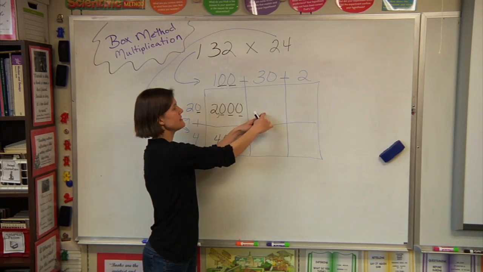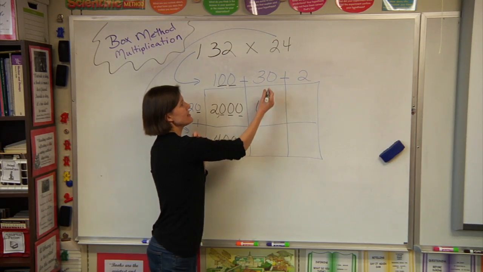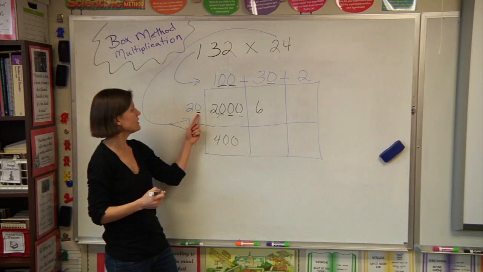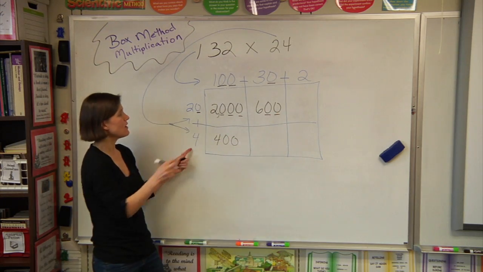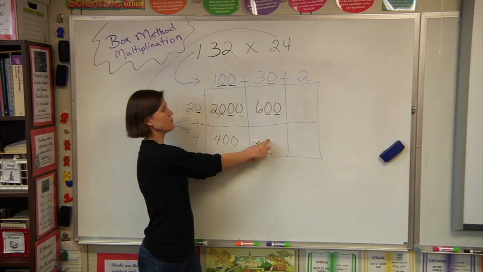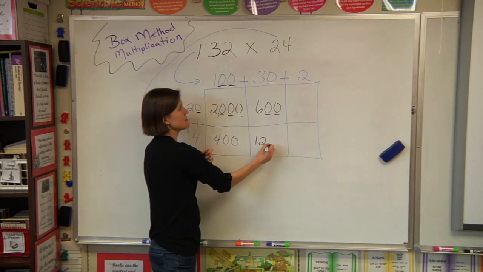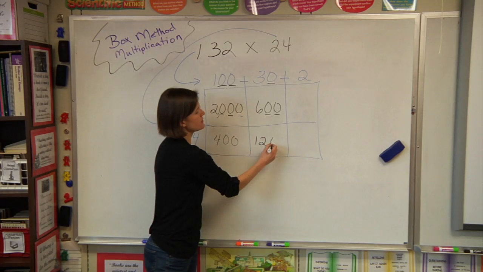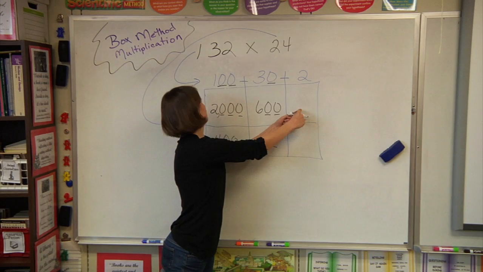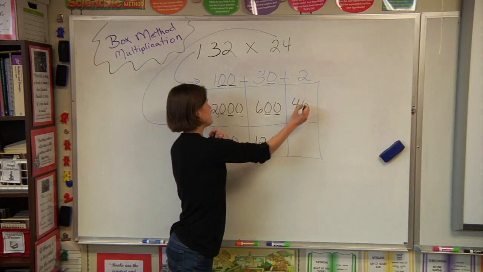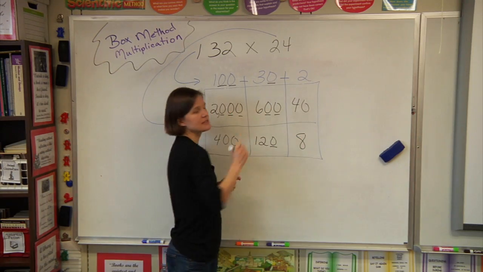20 and 30 meet up in this box. Again, I use my math facts. 2 times 3 is 6, and then I count the number of zeros. I've got 1, 2 zeros. So 20 times 30 is 600. 4 times 30 meets up right here. 4 times 3, using my math facts, is 12. I got to add in that 0, 120. 20 times 2 meets up right here. That's going to give me 40. And 4 times 2, easy peasy, that meets up right here, which is 8.